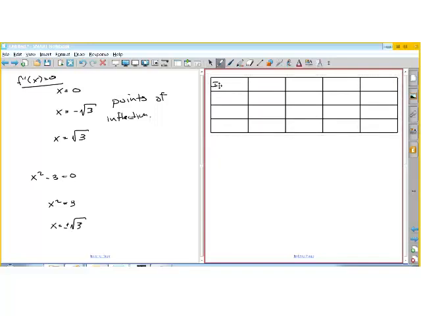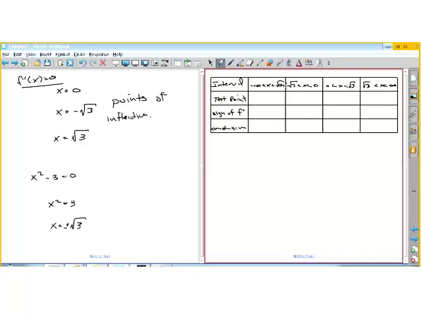So I'm going to try to make this as big as possible. And our first column is the headings: interval, test point, sign of f double prime, and a conclusion relative to concavity. So our intervals: negative infinity to negative the square root of 3, negative the square root of 3 to 0, 0 to positive the square root of 3, and positive the square root of 3 to positive infinity. So that covers everything. The only changes occur at these possible points of inflection.